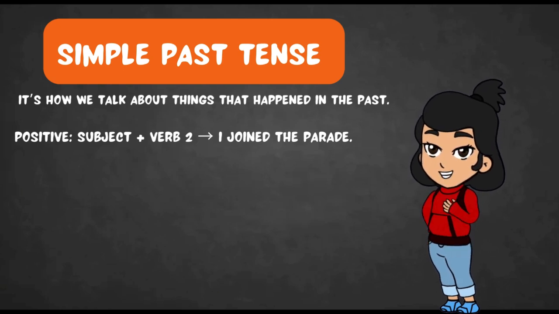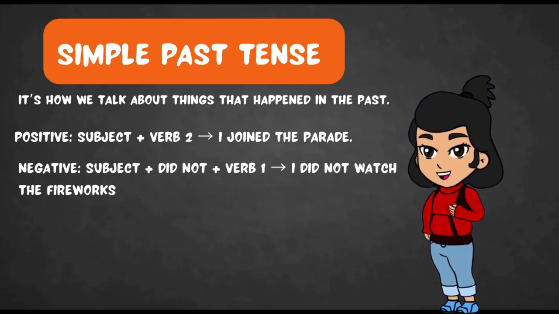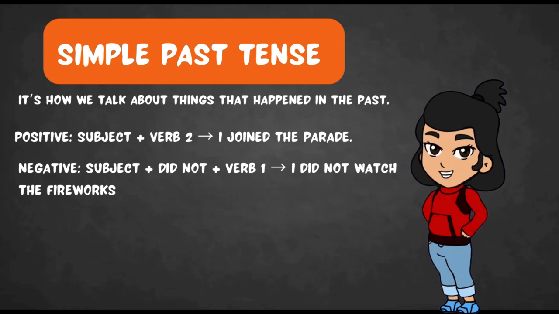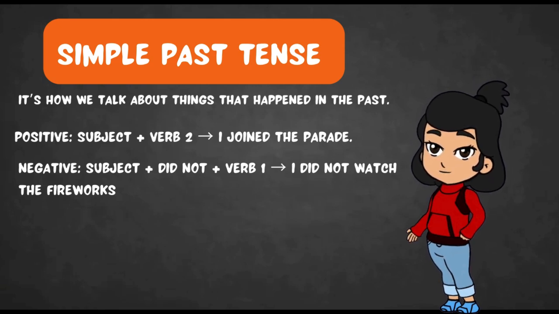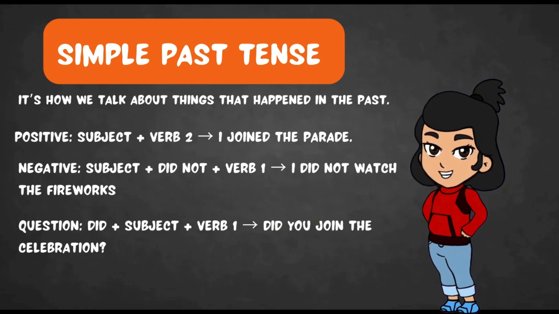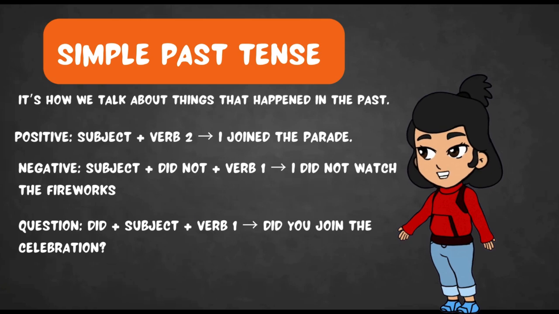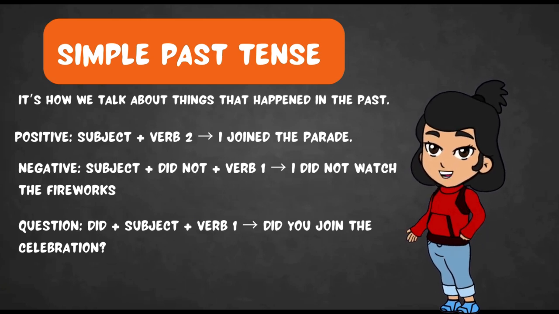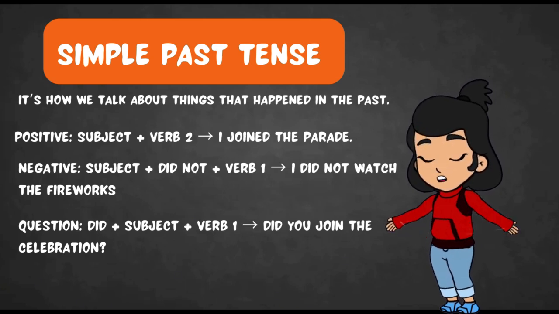Next, let's look at the negative sentence. If we didn't do something, we just add did not, didn't. For example, I did not watch the fireworks. Lastly, we have the question sentence. To ask a question, we put did at the beginning. For example, did you join the celebration? Do you understand?